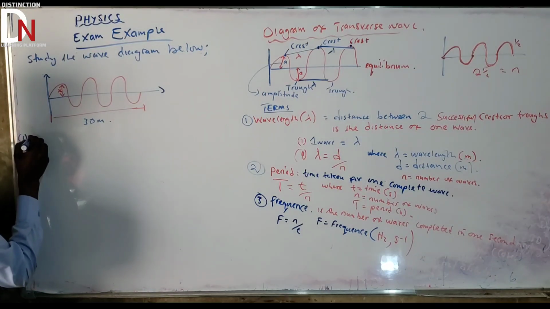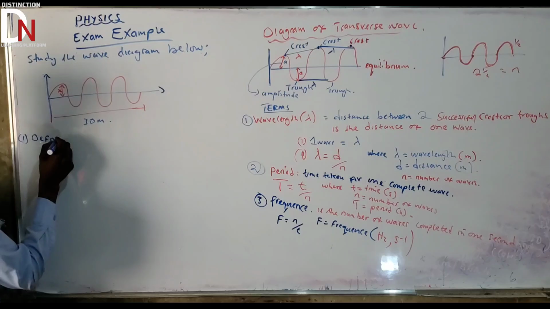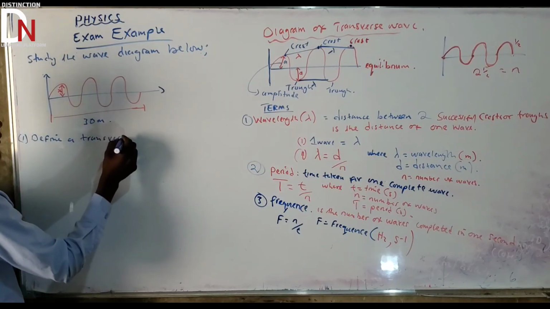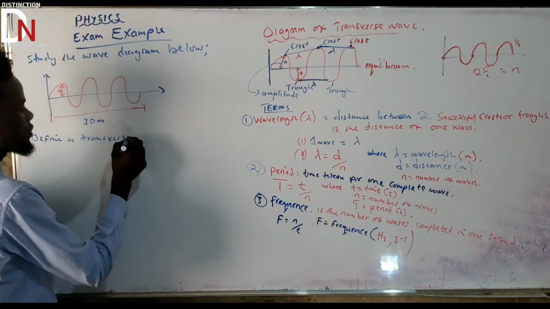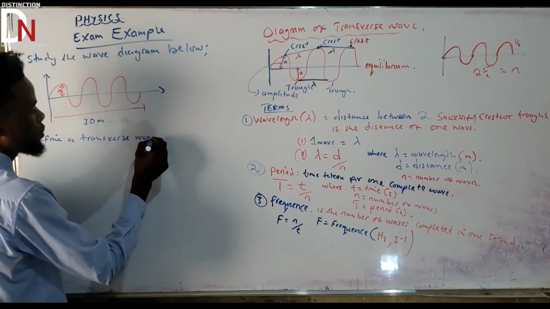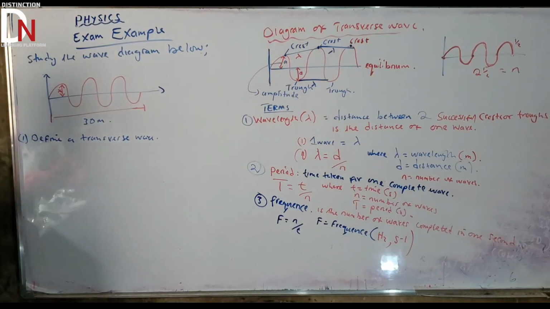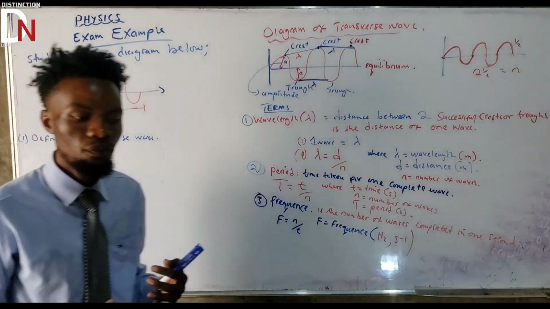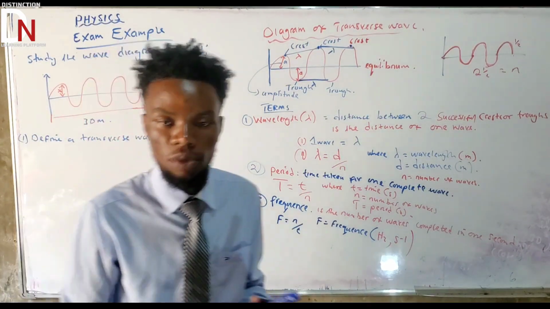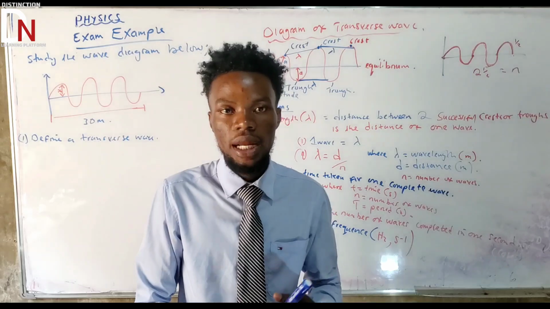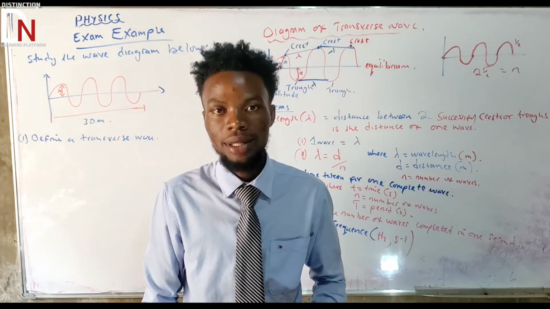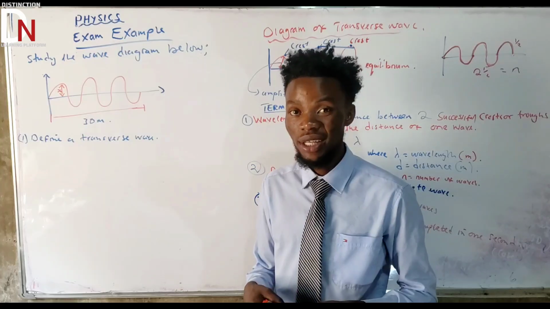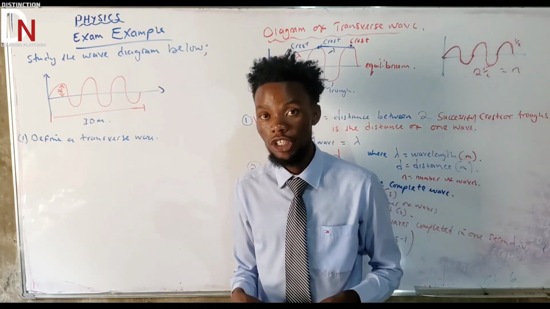Basically, they're going to say, define a transverse wave. So that could be a first question. What do you know about the transverse wave? What is a transverse wave? A transverse wave is the type of wave where the direction of a vibrating particle forms a 90 degree angle, perpendicular to the movement or the direction of the wave.